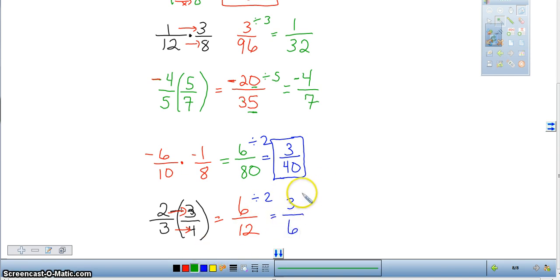Ooh, this one's special. I can divide again. This time I can divide by 3. So 3 divided by 3 is 1, and 6 divided by 3 is 2.